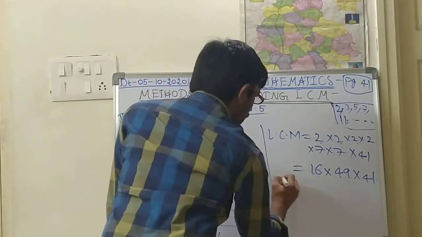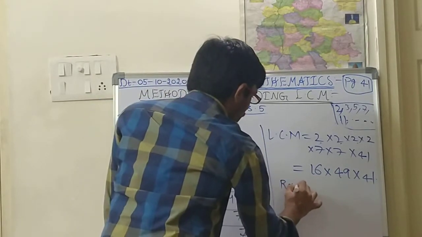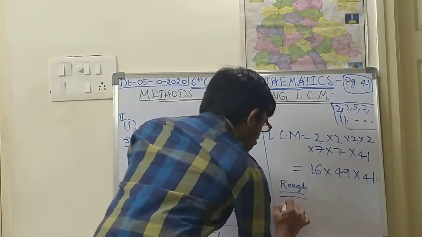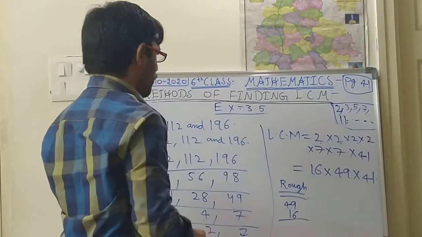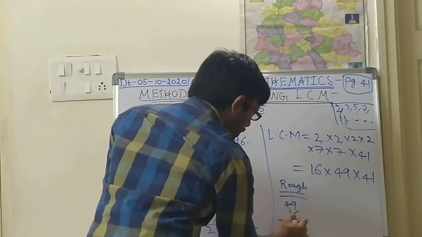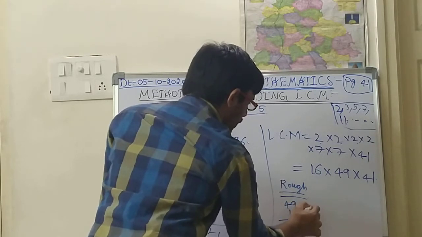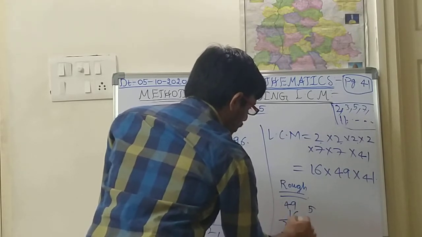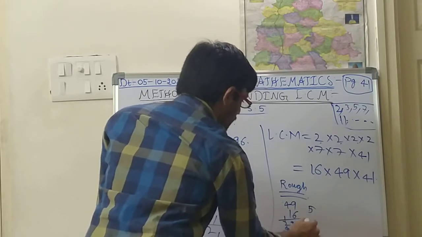So first 16 into 41. Here I am doing it roughly, children. You keep rough work and in your rough column you do it. So first 49 into 16. What is 49 into 16? 9 6s are 54, 5 6 4 24, 25, 26, 27, 28, 29. Next 1 9 9, 1 4 4. 4 9s are 36, 4 5 6 7, 784.